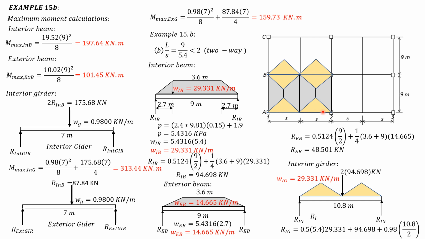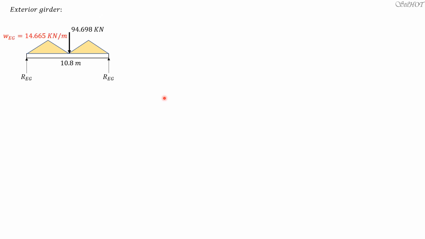So for the exterior girder, which is one example is this, its load is the same as the interior girder, but the intensity is equal to 14.665 for the triangular load, and the load at the center is only the end reaction of the interior beam, which is 94.698. So this is 94.698 for the exterior. So for the exterior girder, this is the loading situation. The intensity of the triangular load is 14.665, and we have a load at the center of 94.698.